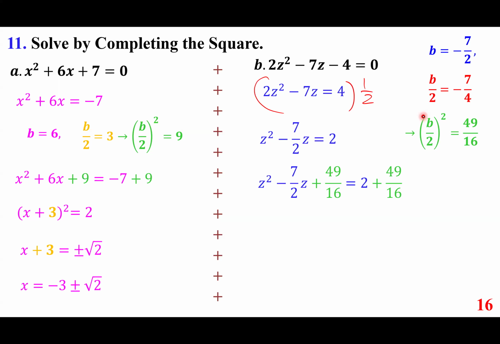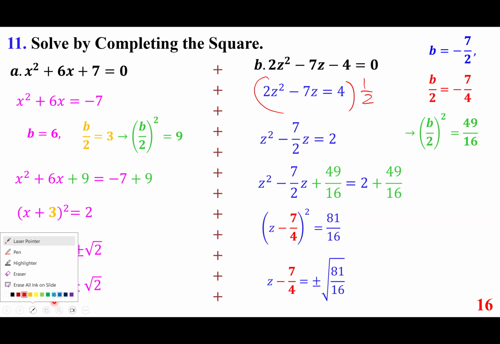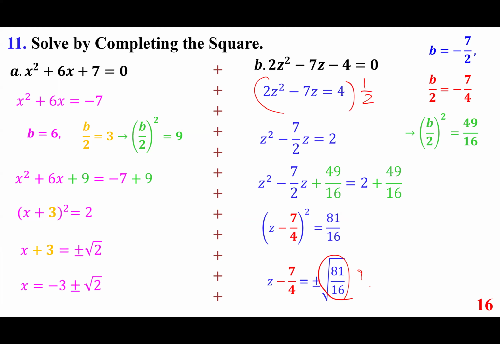So what happens? The left side will always be the variable x, y, z, in this case z, and b over 2. So that means (z minus 7/4) quantity squared. The right side, add up those two numbers. 2 times 16, 32, and 49 adds up to 81. So z minus 7 over 4 is plus or minus the square root of 81 over 16. This is 9 over 4.